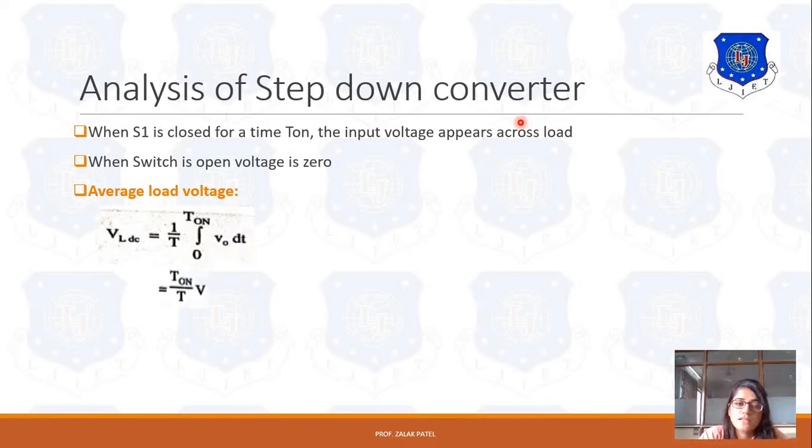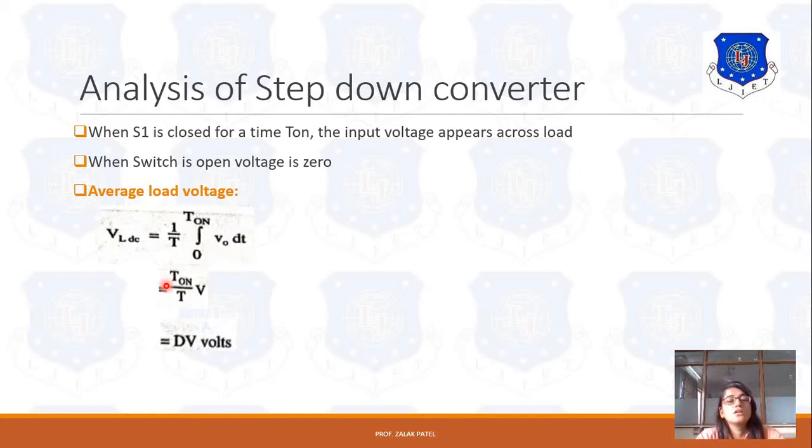Now if we integrate this term, because V0 is the voltage V and the integration of 1 is t with limits from 0 to T on, T on upon T into V will appear as the average load voltage. So this is the VLDC.